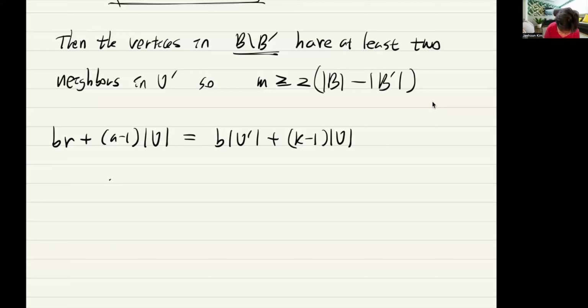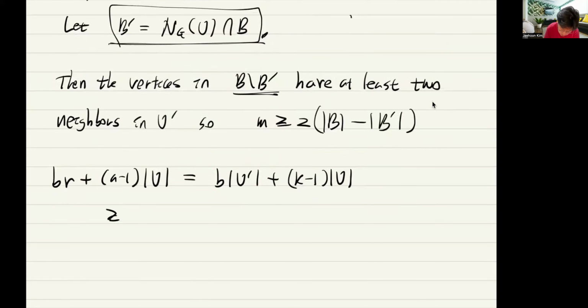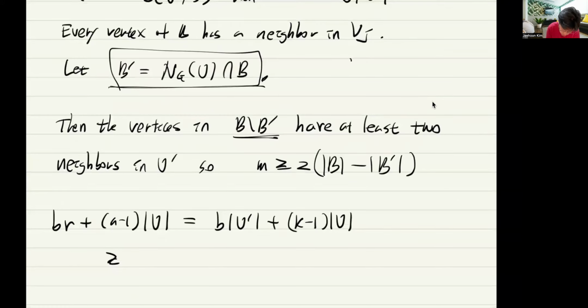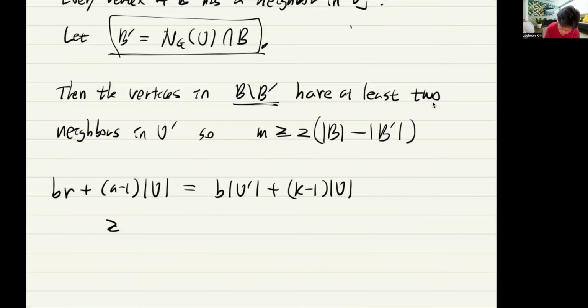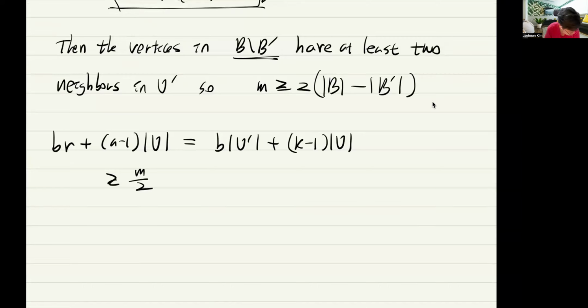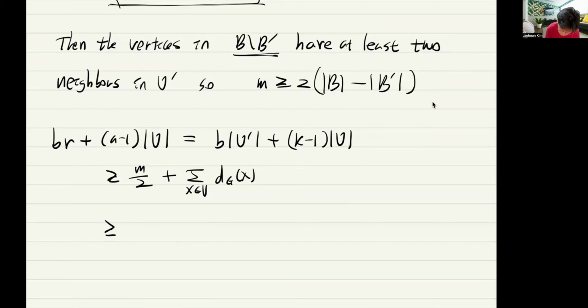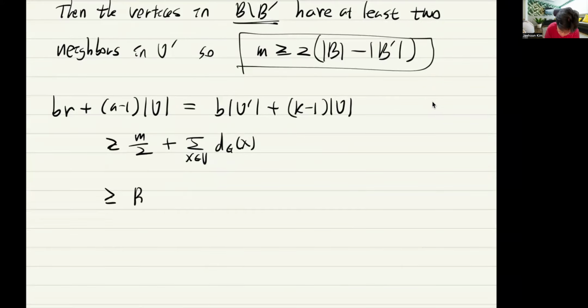And what do we know? We know that the number of edges M is at most 2B times U prime. So it means B times U prime is at least M over 2. And you know that all the vertices in U have degree at most K plus 1. So you can write it this way as a lower bound. And from here, M over 2 is at least the size of B minus the size of B prime.